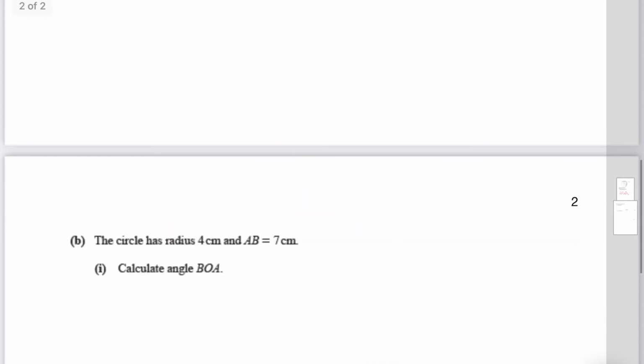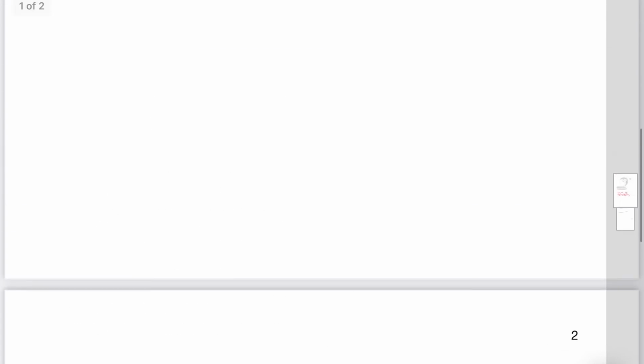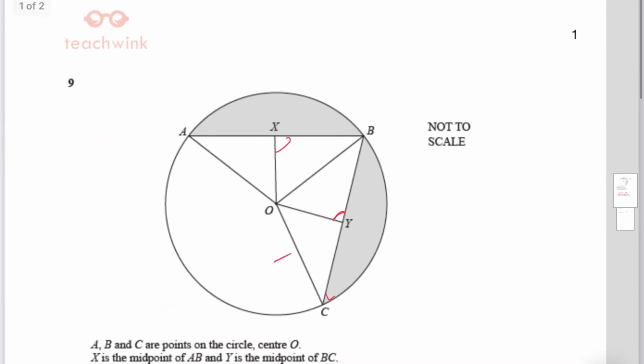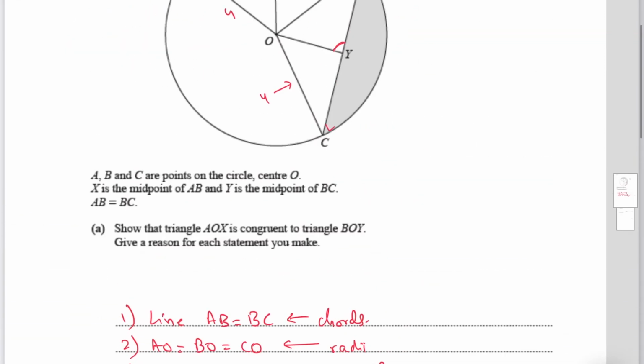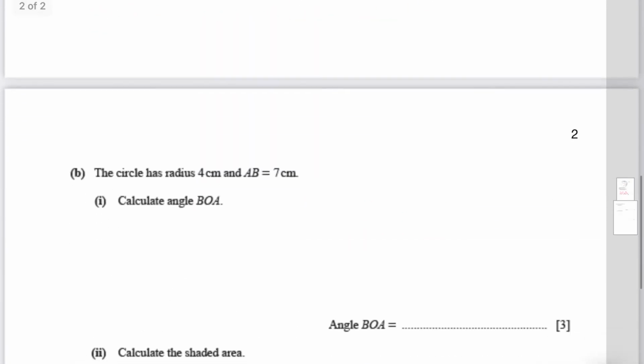Okay, let's move on. The next part says the circle has radius 4 centimeters and AB is 7 centimeters. Calculate angle BOA. What they're saying is the radius is 4. That means this is 4, this is 4, and this is 4. And the length AB is 7. This entire thing is 7, so this is 7 as well. What they're asking us to do is to find the angle BOA.